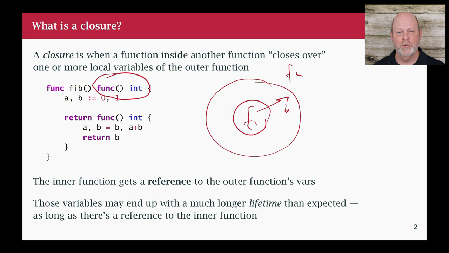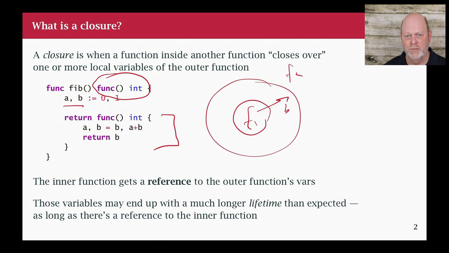And if you look at the inner function, the inner function here is an anonymous function. It doesn't have a name. It's just a function literal with some code in it. Okay? It uses variables a and b. It didn't declare a and b, it just changes them. The variables a and b were declared in fib.